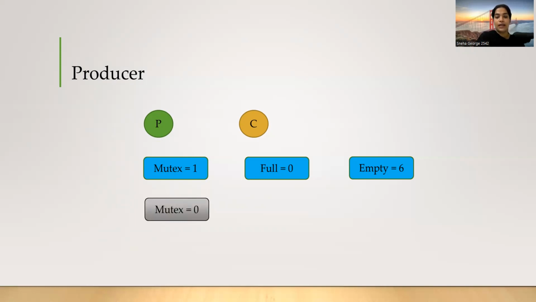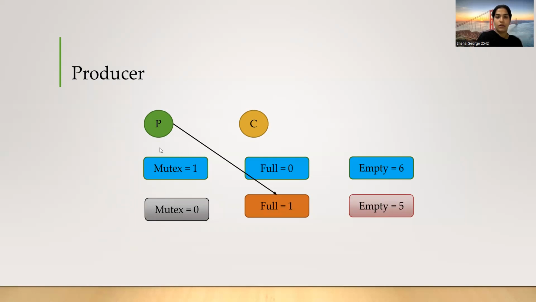So automatically, if the producer is producing, the full becomes 1. That is, your full value is incremented, which means that this is actually the signal operation that is carried out. Signal of full, and wait of empty. So empty becomes 5. Okay, now the producer is producing. When full is equal to 1, the producer started producing. Okay, now what happens?